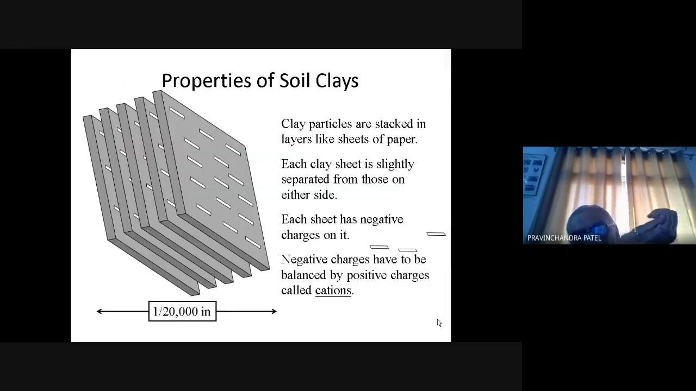Then properties of soil clay. So clay particles are stacked in layers like sheets of paper. Each clay sheet is slightly separated from those on either side. Each sheet has a negative charge on it. And the negative charge has to be balanced by positive charge called cations. So the negative charge attracts the positive charge that is called cations.